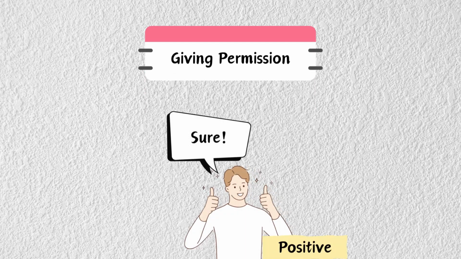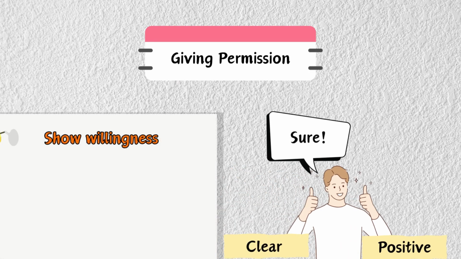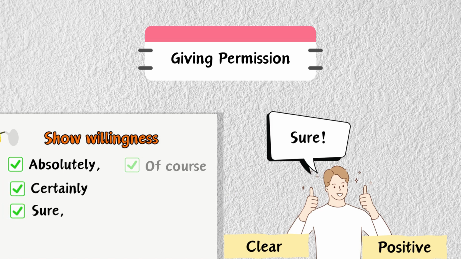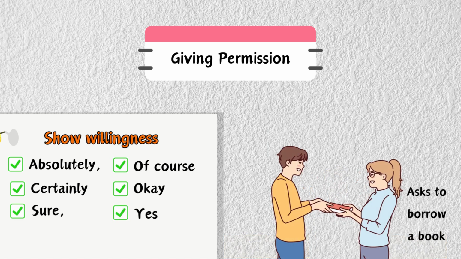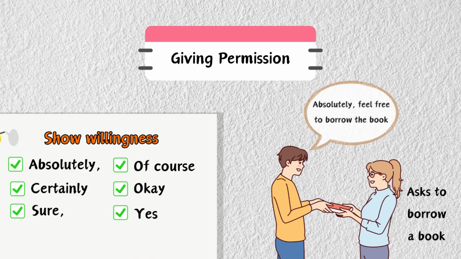Giving permission. When you're giving permission, it's important to create a positive and clear response. Start by expressing your willingness with upbeat phrases like absolutely, certainly, sure, of course, okay, yes. For instance, if someone asks to borrow a book, you could say, "Absolutely, feel free to borrow the book."